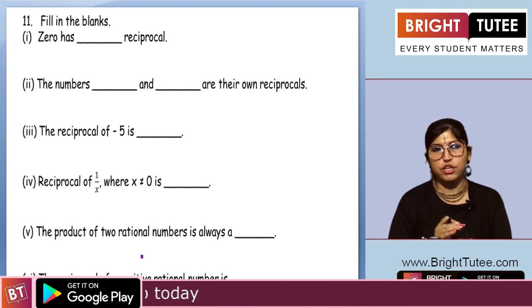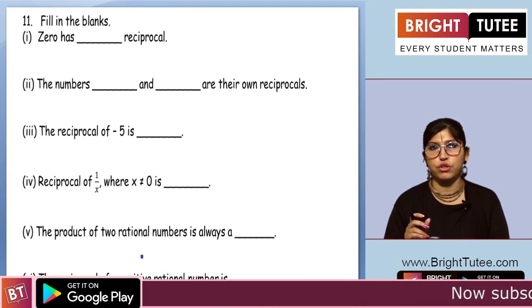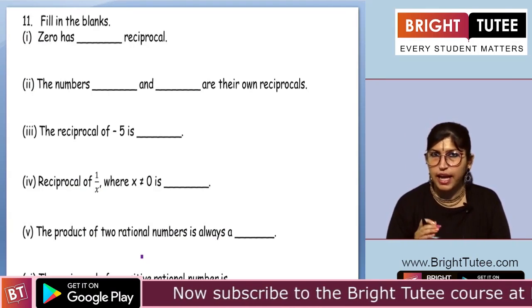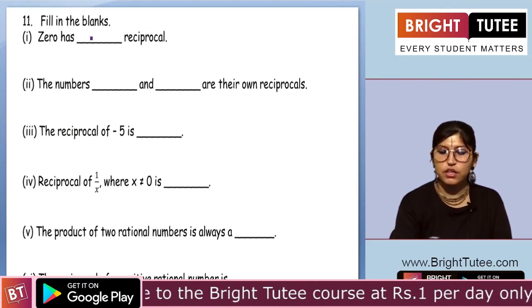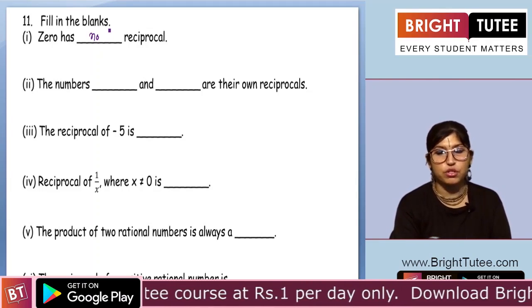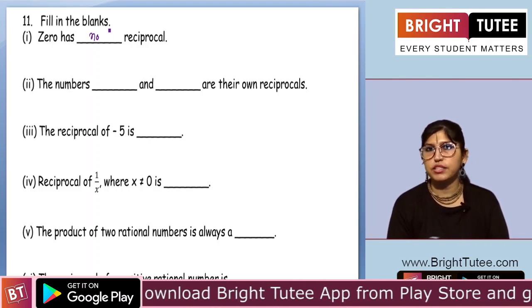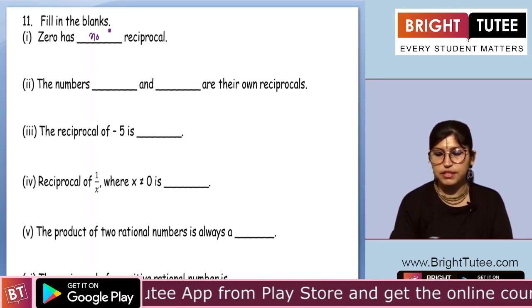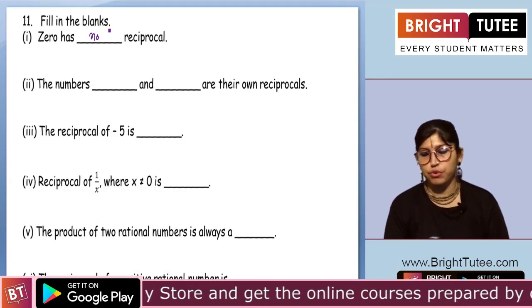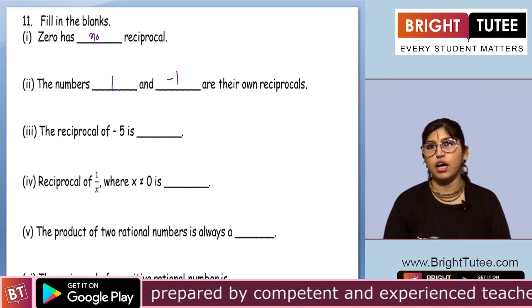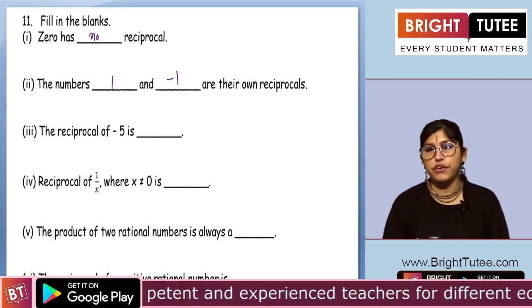Fill in the blanks. 0 has dash reciprocal. So you need to fill it accordingly. I'll give you a few seconds, think and answer. 0 has no reciprocal. So we don't have any reciprocal for 0, which we discussed in an earlier question as well. Now the numbers dash and dash are their own reciprocals. Yes, very good. 1 and minus 1 are the numbers which are equal to their own reciprocals.